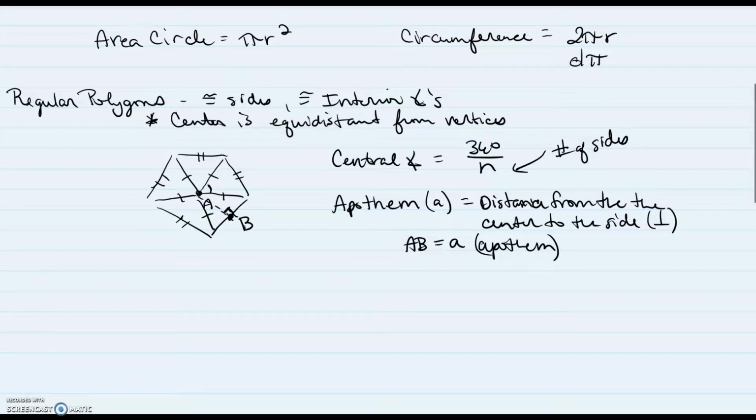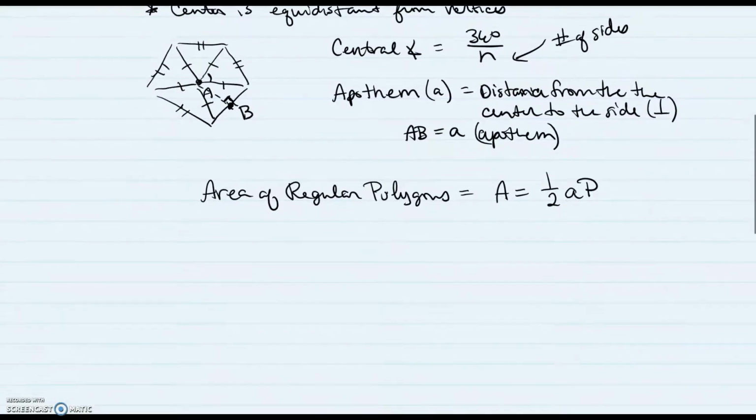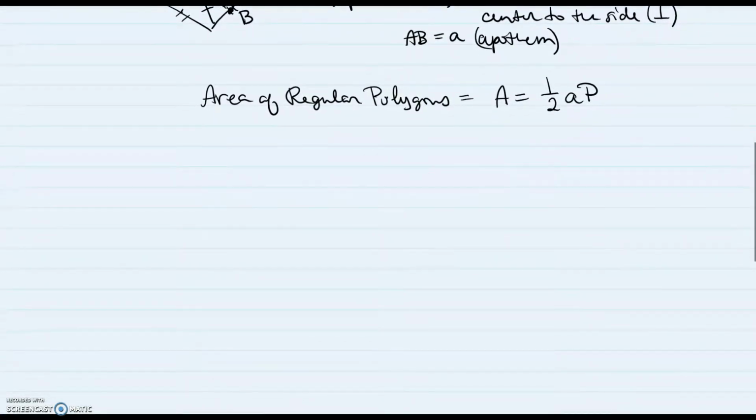Okay, and then we have a formula for the area of regular polygons. And that would be A equals, so area equals 1/2 times the apothem times the perimeter. And if you want to know where that formula came from, you should ask me some other time when we've got about an hour to spare.